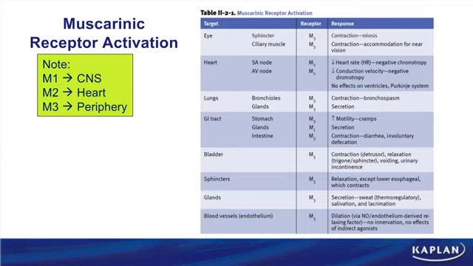This table looks at all the different types of muscarinic receptors and where they're found in the body. Remember, we've discussed M1, M2, and M3, and as I consider all of the different organs in the body, we can come up with some basic rules as to where these receptors are actually located. For example, the major muscarinic receptor in the CNS is M1. M2 receptors, we've already seen, are found on the heart, and M3, of course, is the major receptor found in the periphery, found on various other organs.